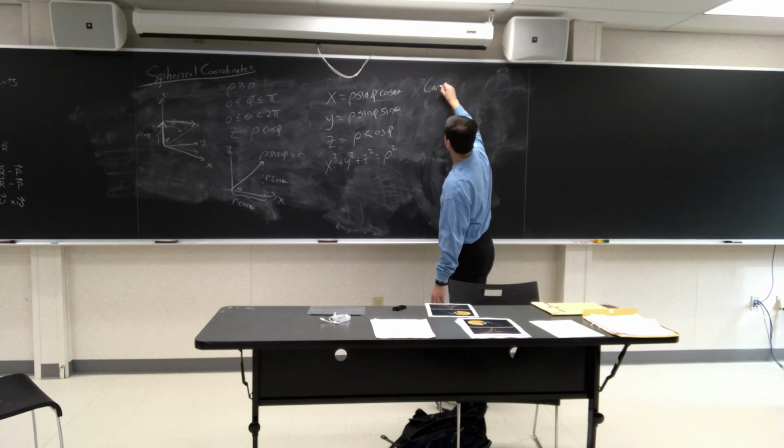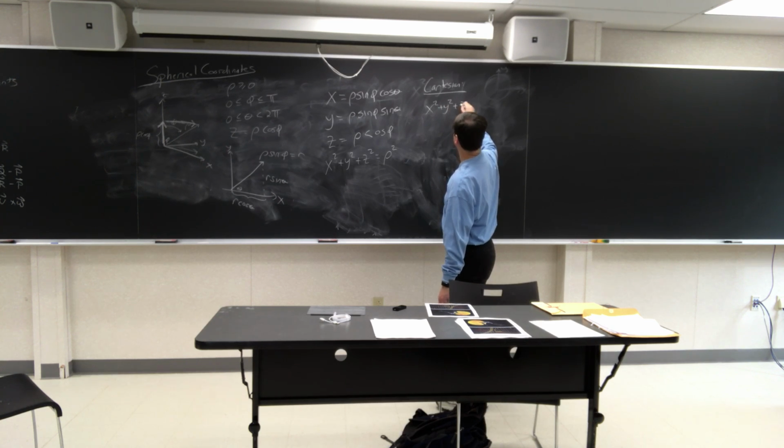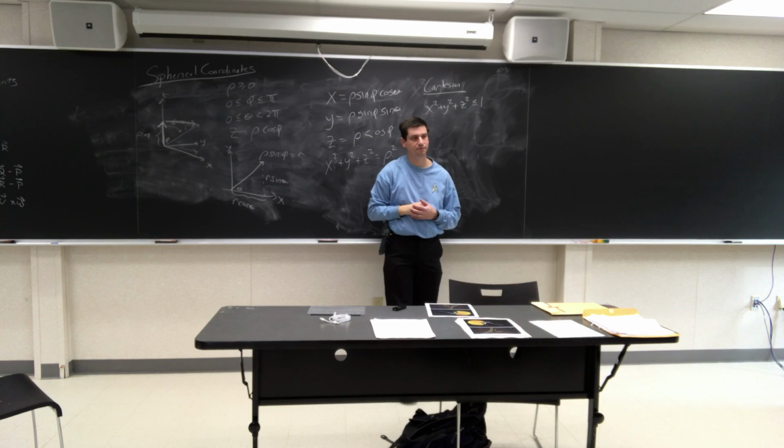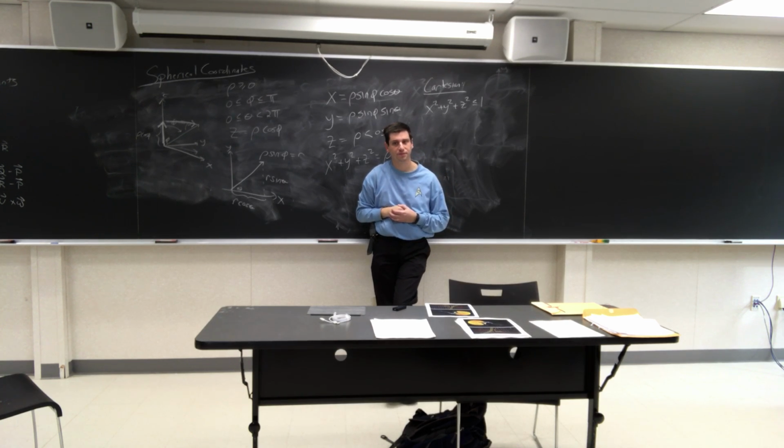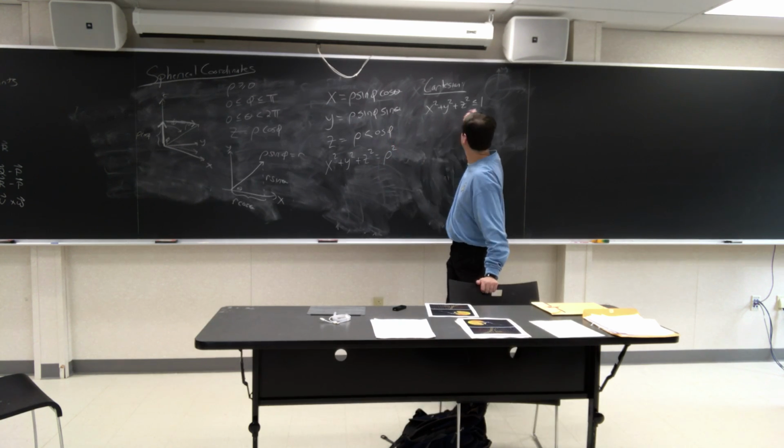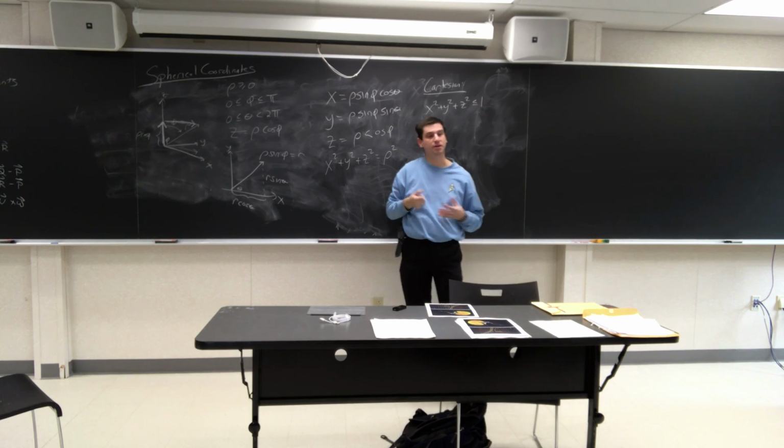In Cartesian, x squared plus y squared plus z squared is less than or equal to 1. What kind of object is that? What kind of object would that be in Cartesian? It's a sphere. What's the radius of the sphere? 1. If I did x squared plus y squared plus z squared is less than or equal to 4, it would be a sphere of radius 2.